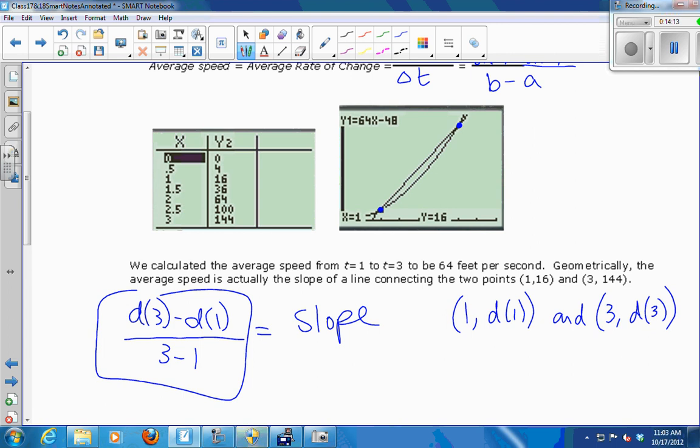What did you call it? It's called a secant line. It's just the line connecting the 2 points. So average rate of change is calculated the same way you calculate slope. It's the slope of the line connecting the 2 points you want to find the average rate of change between.